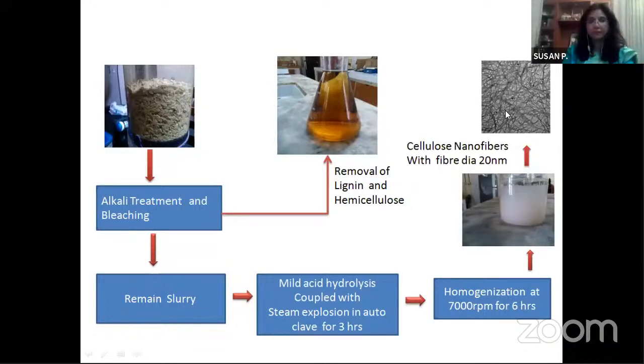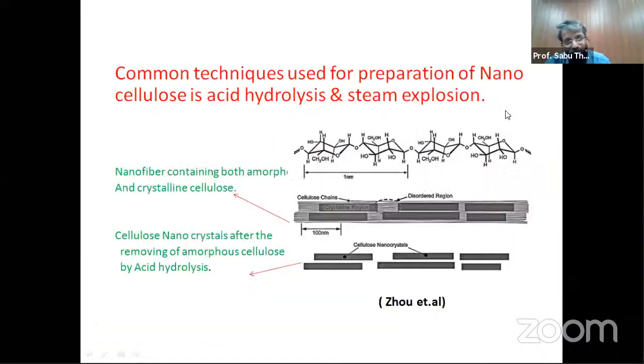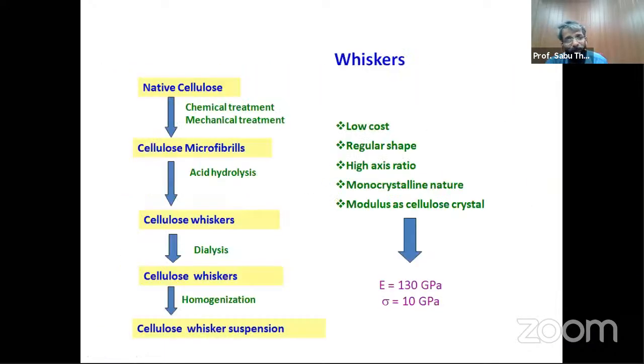Look at this. So we follow this step. I will show you a couple of slides where you see the totality of the process. You collect the cellulose waste. You apply chemical treatment and mechanical treatments. Then you wash with acid. It could be a strong acid or a weak acid. If you use a strong acid, you get very small fibers. You kill all the amorphous part. Then you go for dialysis to remove all the acid. You wash with water, homogenization, and you finally get nanocellulose.